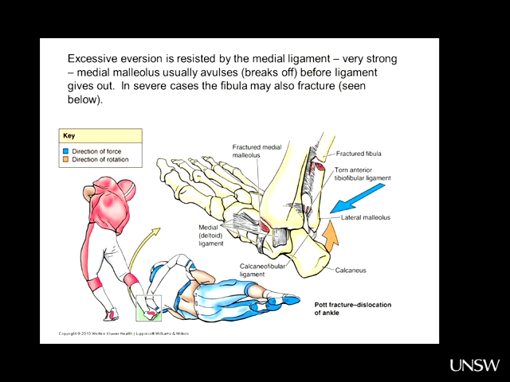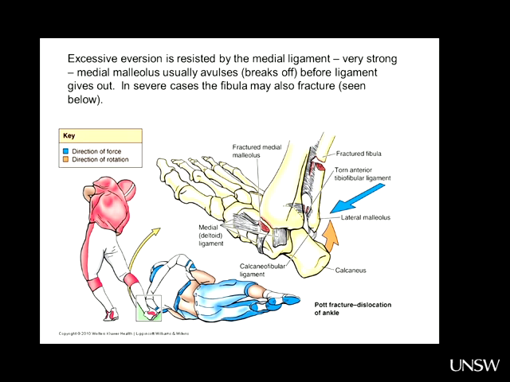On the other side, the medial ligament is so strong that it doesn't rupture. Instead, the bone breaks first, okay? So this is termed avulsion. Here you can see that the medial malleolus is broken off from the rest of the bone. And in severe cases, you can also rupture the tibiofibular ligaments and fracture the fibula. That's quite common to have a fibular fracture, and that's what often people just call a broken ankle.